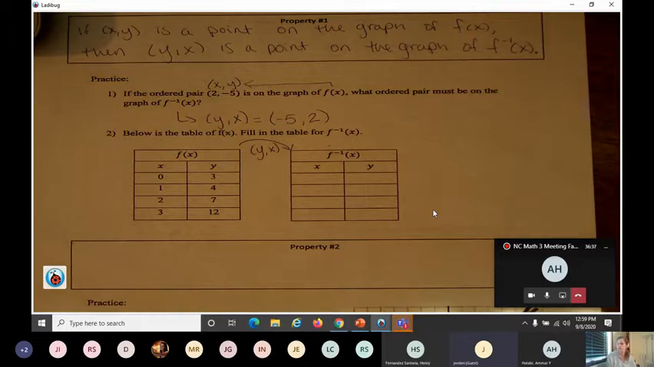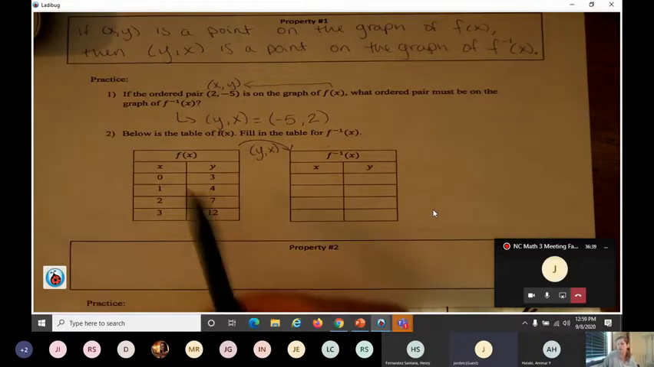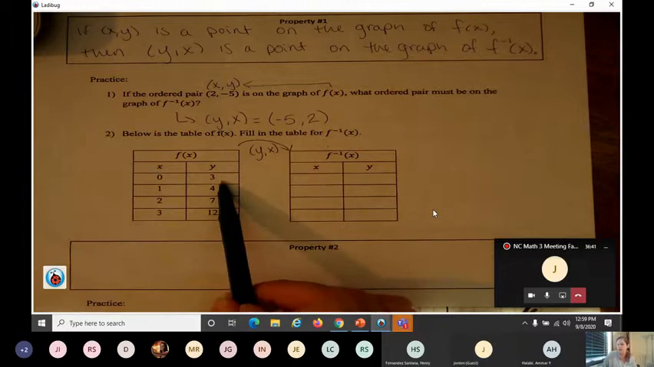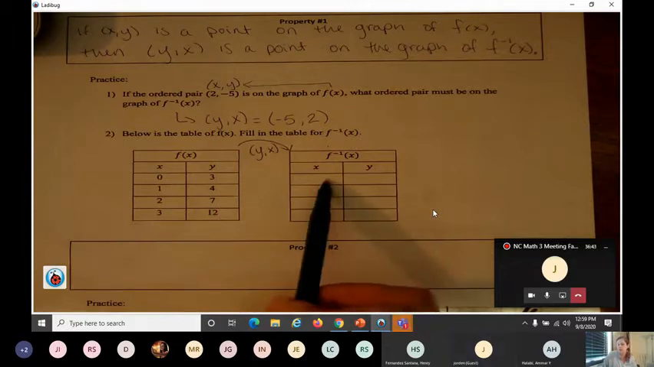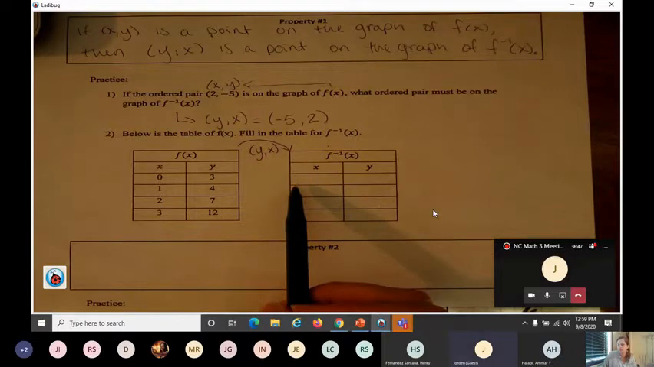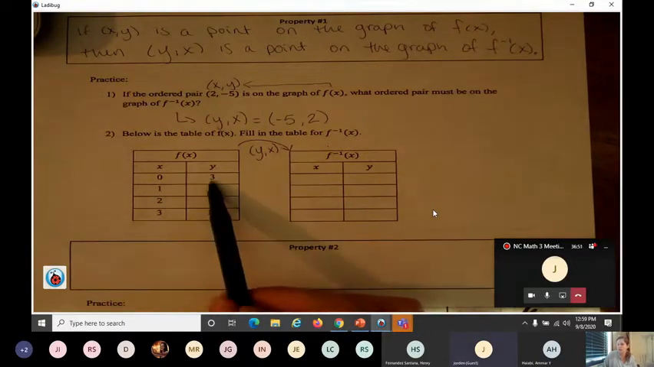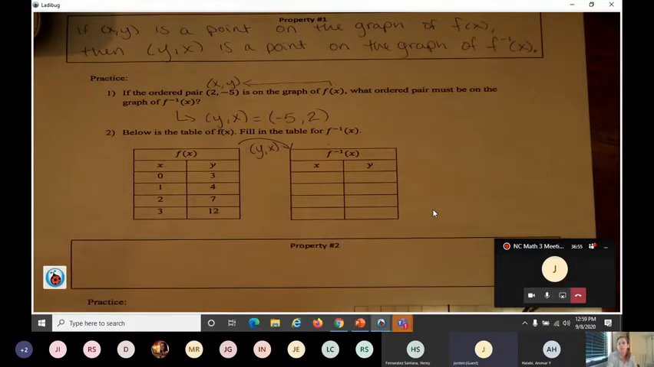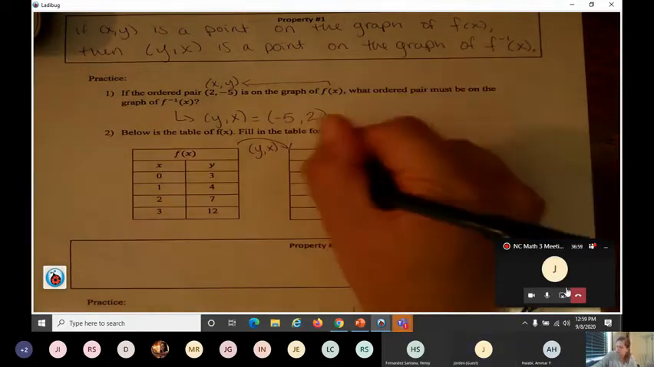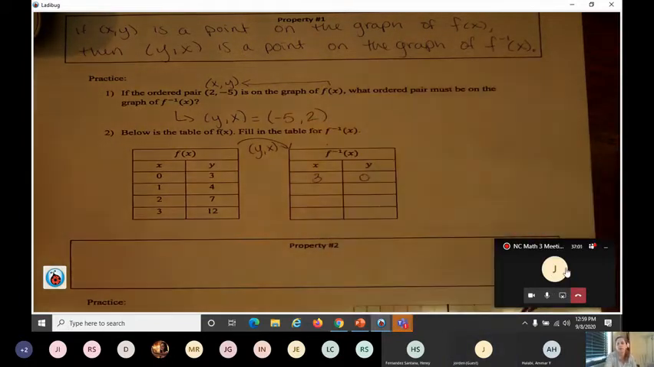Yes, I'm here. Perfect. So if I have 0, 3 on my original, how would I write it for my inverse? 0, 3 was my first one. So I want to flip-flop those. If I flip-flop those, what do I get? 3, 0. Yeah, perfect. So I should write 3, 0 in there.